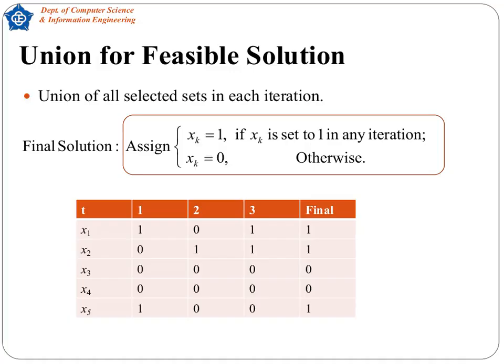X is chosen in iterations 1 and 3, so its final value is 1. X appears in iterations 2 and 3, so it too ends up as 1. X and X are never selected, so they stay at 0. X is picked only in iteration 1, giving it a final value of 1. With this union rule, any variable selected even once remains in the solution, guaranteeing feasibility across all iterations.